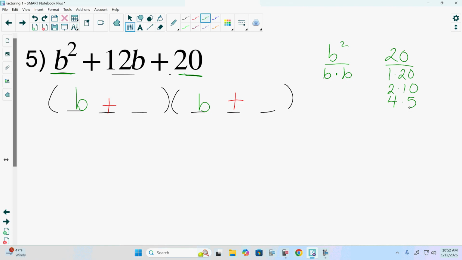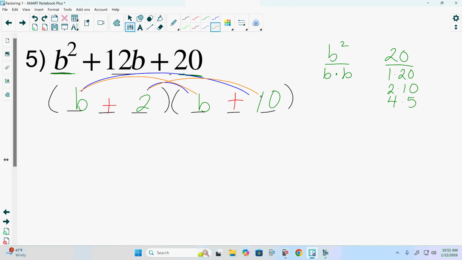Now we need to pick one of these, 1 and 20, 2 and 10, or 4 and 5. 2 and 10, because we're already starting into step number 5, plug in and check. So we plugged it in, now we need to check. Now we're not going to check all the distributive property here. We're not going to multiply this all the way out. At least I don't.